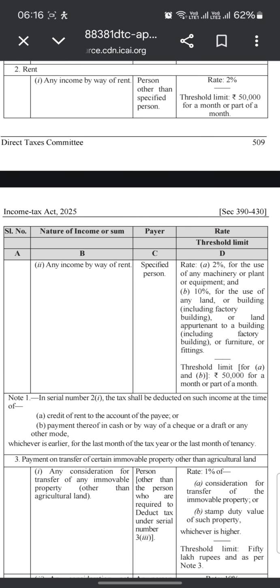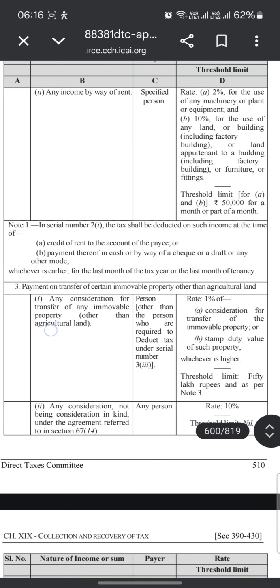Any income by way of rent: the specified rate is 2% for use of any machinery, plant or equipment, and 10% for use of any land or building including factory building, or furniture or fitting. The threshold limit for A and B is 50,000 for a month or part of the month.